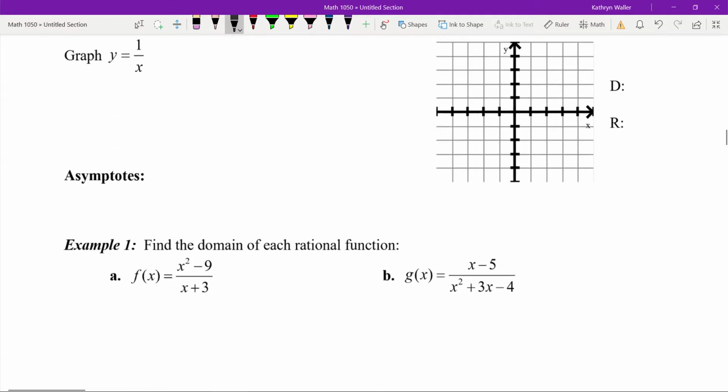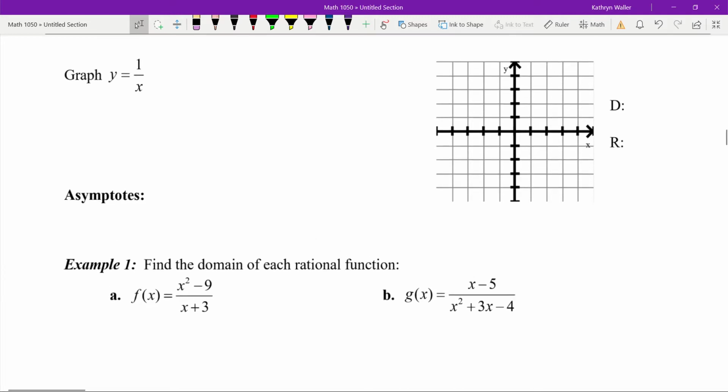So everybody look at that equation right there, y equals 1 over x. That's kind of like the parent rational function. We're not going to shift it and stretch it, we're not going to do anything like that with these. But if there were a parent rational function, that would be it.